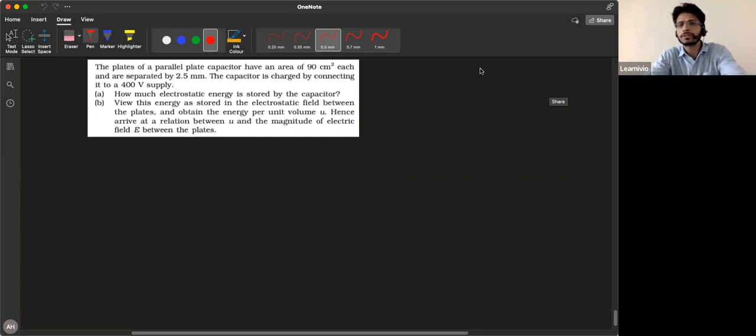And what about the rest? Minashi, I get the answer. Minashi, this is capacitance, hai na? You're supposed to calculate energy also.